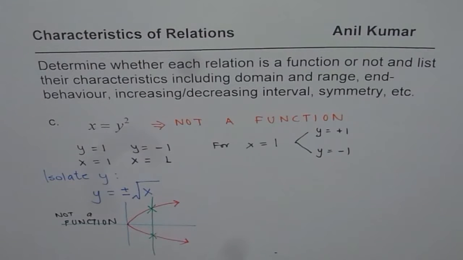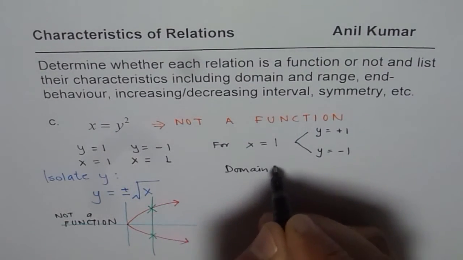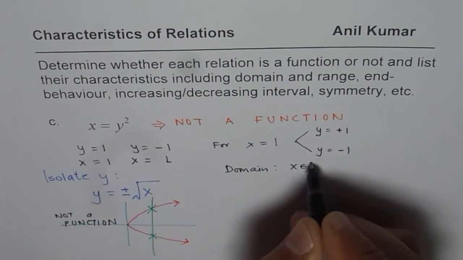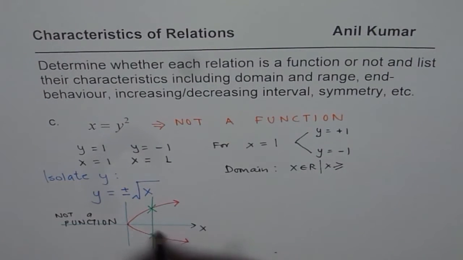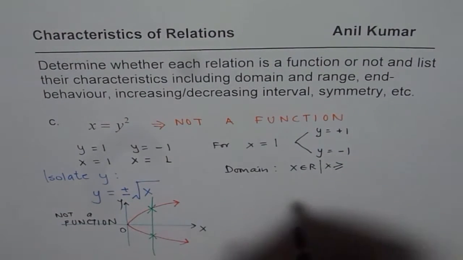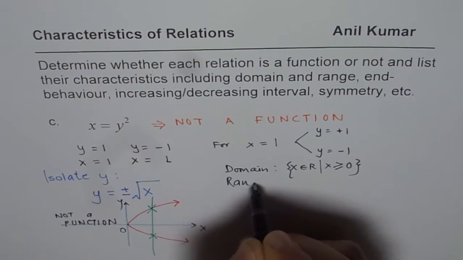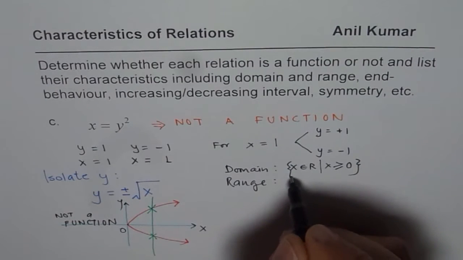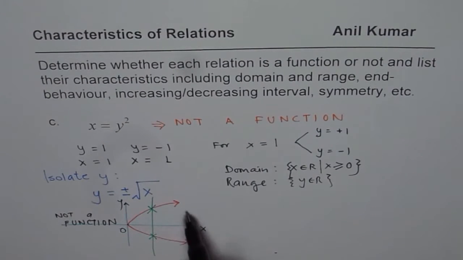Now let's talk about the characteristics. From the given graph, it is very easy to write them down. Let's begin with domain. The domain here is x belongs to real numbers where x is greater than or equal to 0. On the right side you see this is the x-axis, this is the y-axis, that's the origin. As far as range is concerned, y belongs to real numbers. There is no restriction. It could go to negative infinity and to positive infinity.